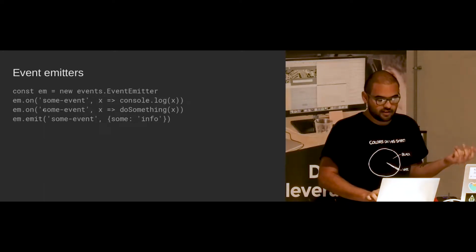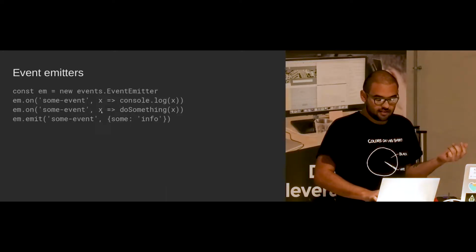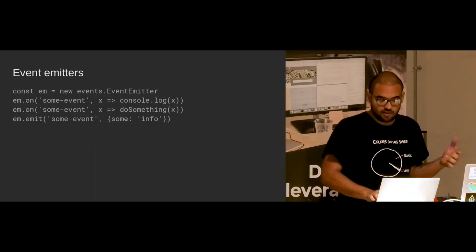So you have some event. In this case, you create an event emitter. You add two listeners, which are these two functions here. And then you can emit an event, like some event. And when you emit this, the x in these two functions is going to be of this object. It's going to be that object, right?